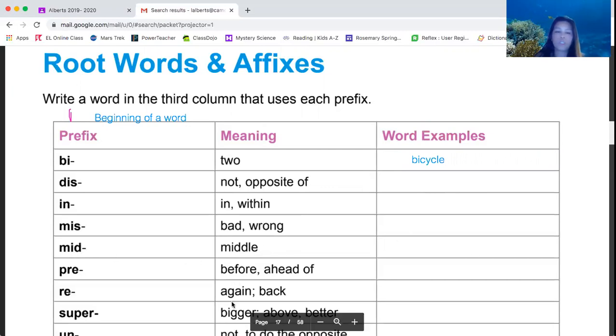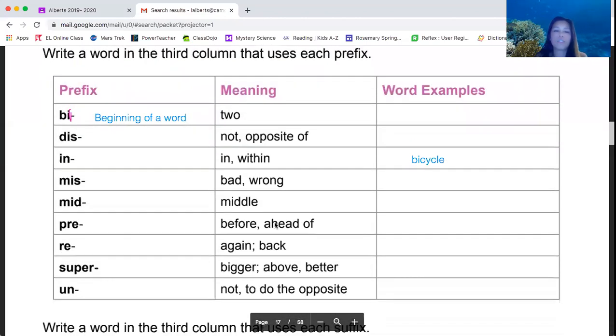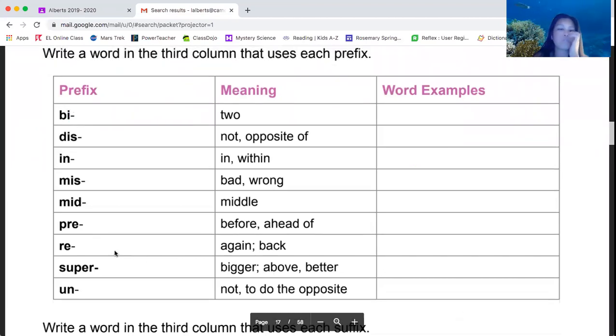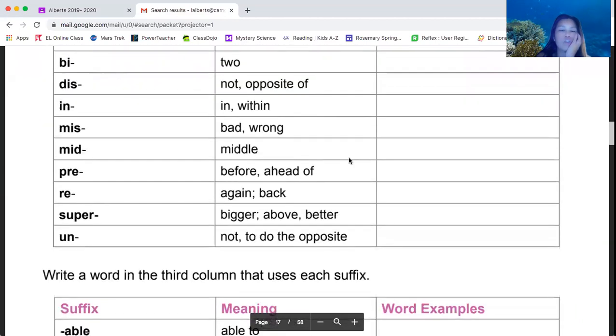You write your word. And then the next one is pre. Pre means before or ahead of. The next one's re, like again or back. The next one is super, bigger, above, better. And the last one's un, which means not, to do the opposite. So just go ahead and write your words on the right-hand side. You just need one word.